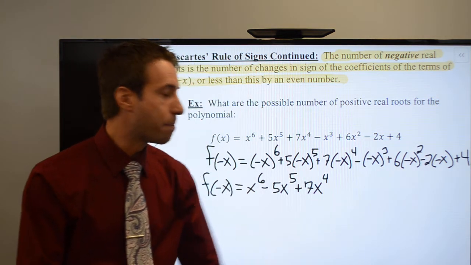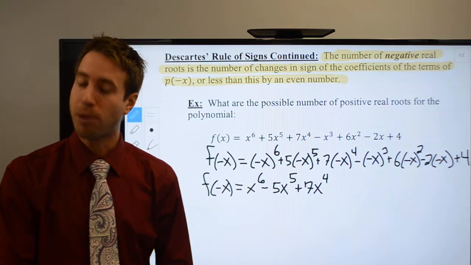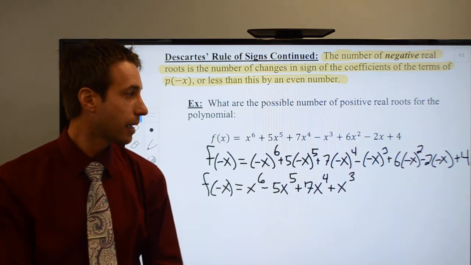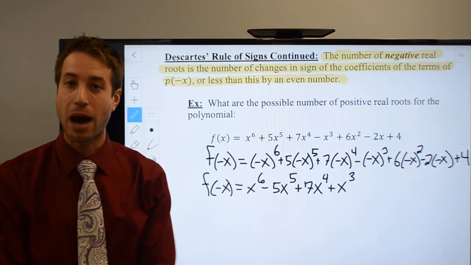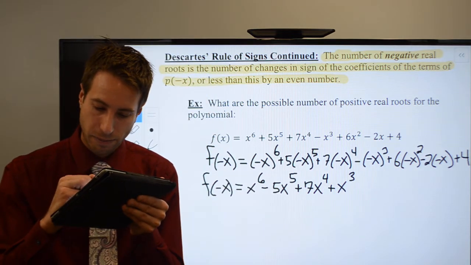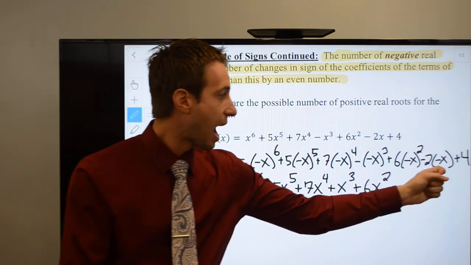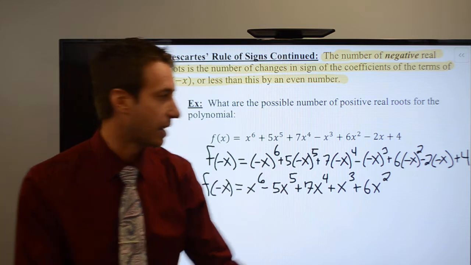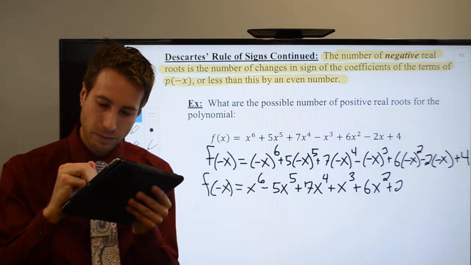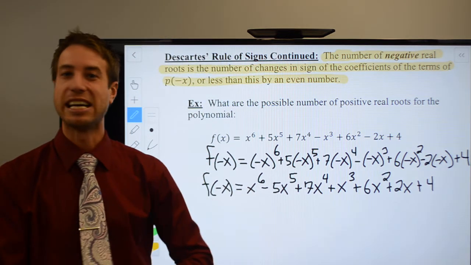And we just keep going. Negative number, odd power, that's going to be negative. But a negative times a negative is positive. So plus x to the third. Okay. Next one, negative number, even power, that's going to come out to be positive. Positive times a positive is positive. Plus 6x squared. And then the next one, I have a negative raised to the first power, of course, is negative. Negative times a negative is positive. Plus 2x, and then plus 4, because I don't have any x's attached to that 4, it's just a constant.